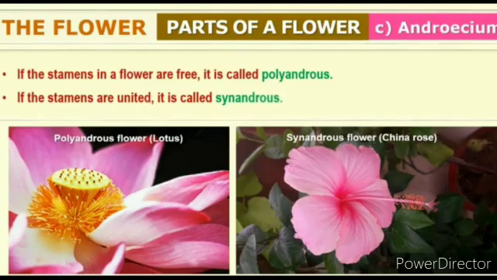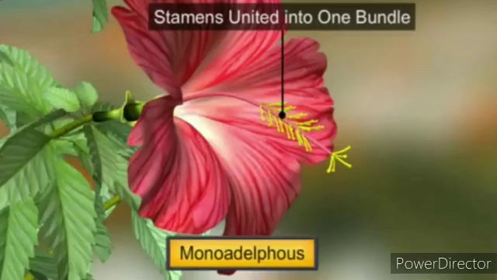When the stamens in a flower are free, it is called polyandrous. If the stamens are united, then it is called synandrous. S-Y-N-A-N-D-R-O-U-S. Synandrous means united androecium. In that, the stamens may be united into one bunch or one bundle. That is called monoadelphous. Example, China rose, hibiscus plant.